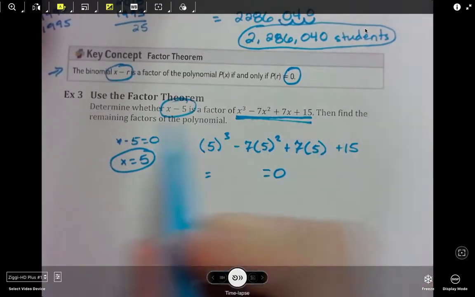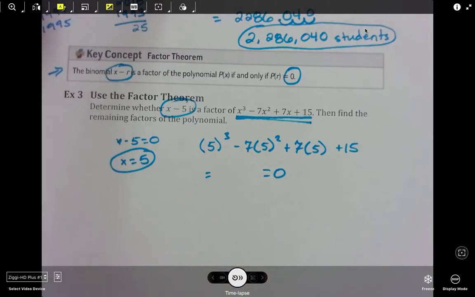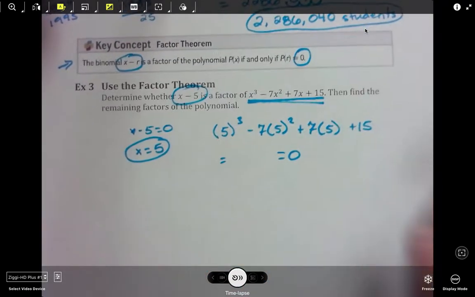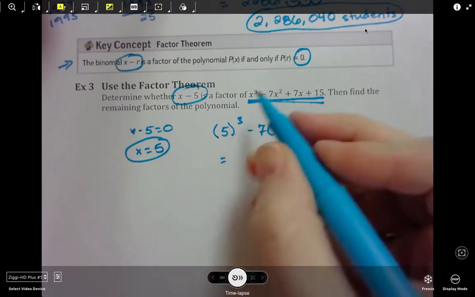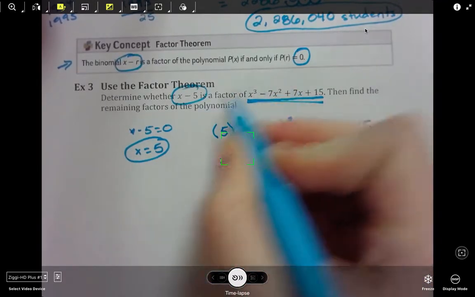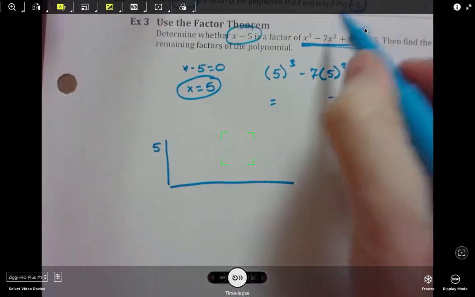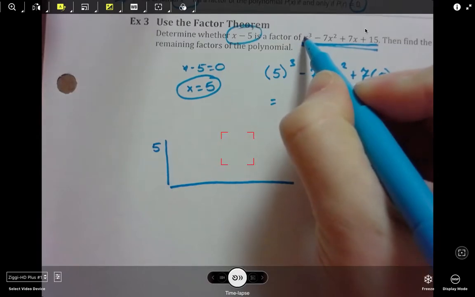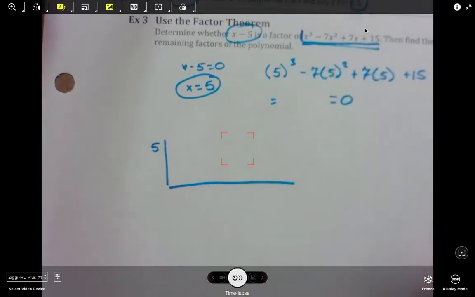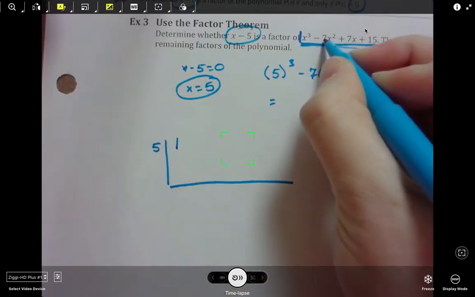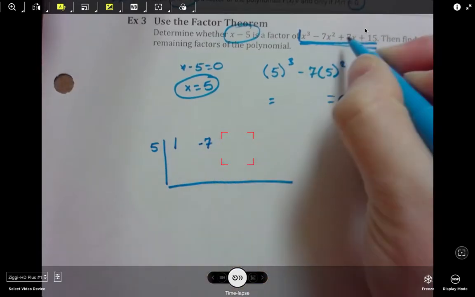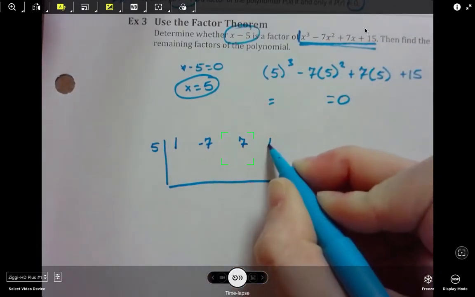Now they want us to find the remaining factors of the polynomial. So what I'm going to do is go ahead and do that synthetic division. I'm going to put 5 on the outside. This is good practice for us to do again. 5 on the outside, and then I look at my coefficients out in front here. This x cubed doesn't have a number in front of it, so it's 1. So I've got 1. Then the next number is negative 7. The next number is a positive 7. And then I've got 15.